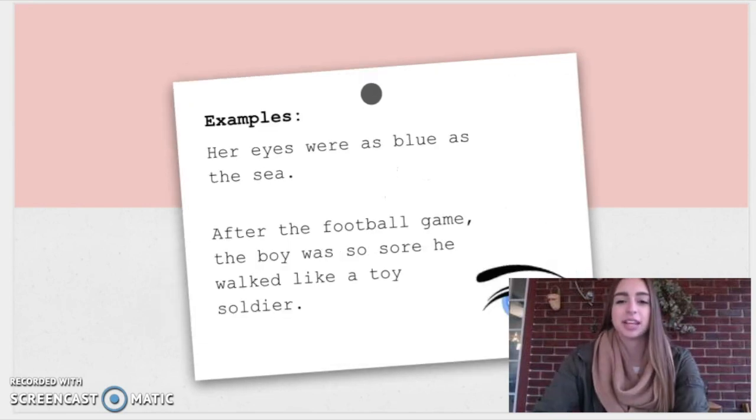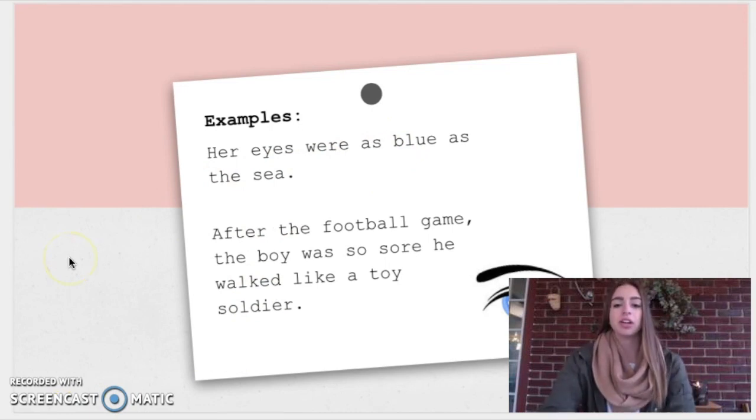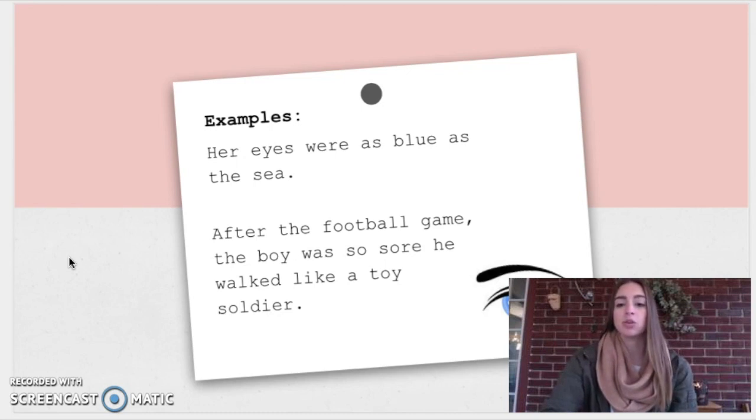Let's look at our first example. Her eyes were as blue as the sea. The color of her eyes and the color of the sea are the two things being compared using the word as. In our next example, after the football game, the boy was so sore he walked like a toy soldier. Here, the way the player is walking is being compared to the way a soldier walks using the word like.